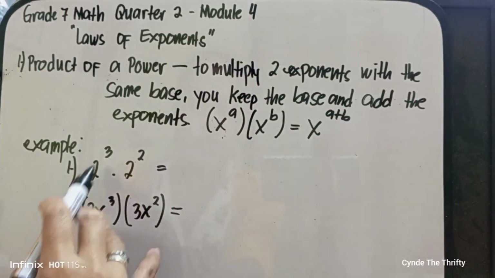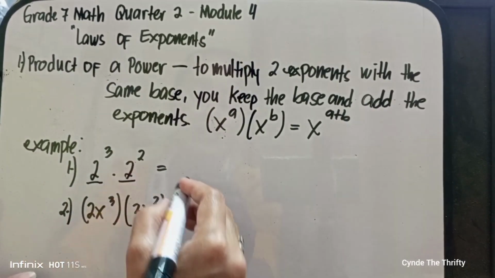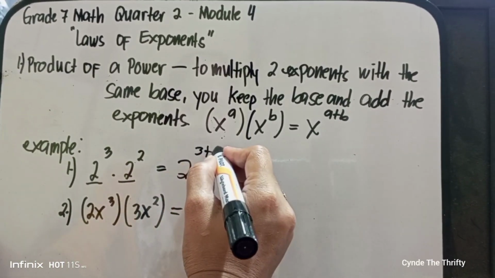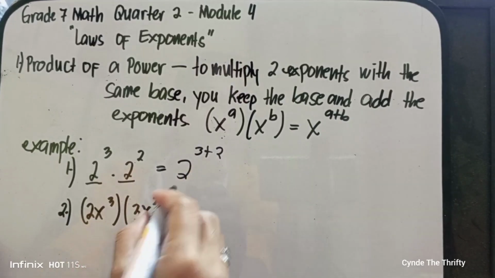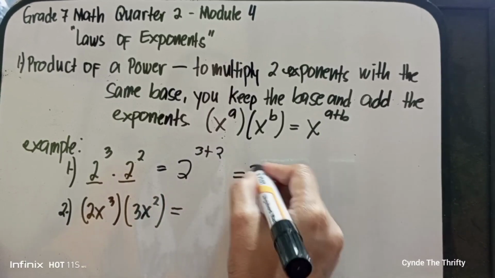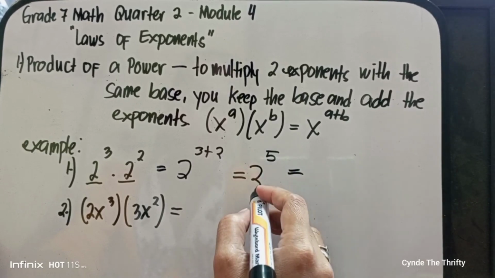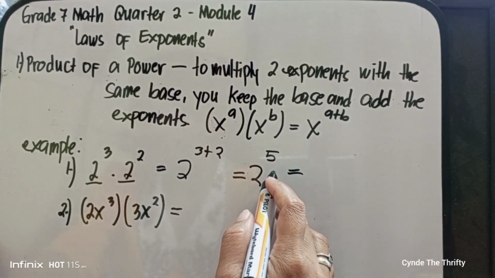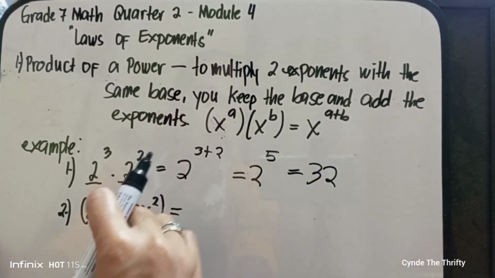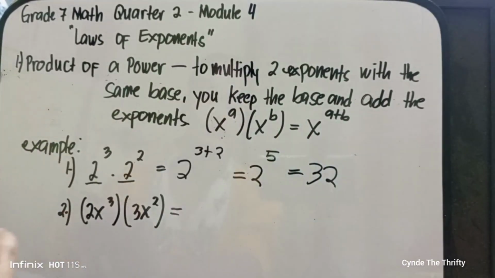So, for example, 2 cubed multiplied by 2 squared. Meron silang magkaparehong base. So, ang gagawin natin is kopyahin lang natin si 2 and then i-add natin ang kanyang exponent which is 2 and 3. So, 2 raised to the power of 3 plus 2 equals 2 raised to 5. 3 plus 2 equals 5. And 2 raised to the power of 5 is equal to 32. Kasi 2 raised to the power of 5 is equal to 2 times 2 times 2 times 2 times 2. So, i-multiply mo siya 5 times.